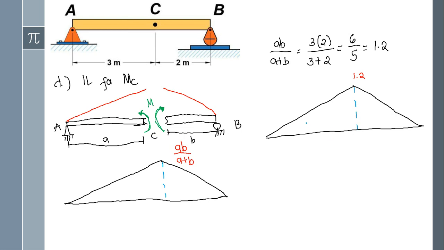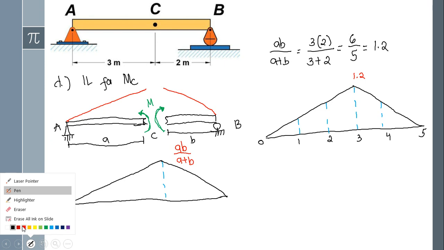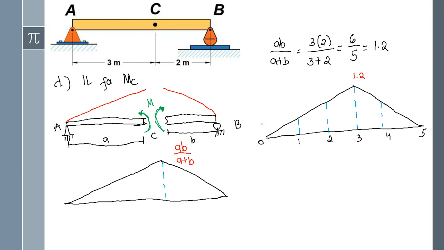Now, if you want to solve the ordinates, there is 1, 2, 3, 4, and the labels are 0, 1, 2, 3, 4, and 5. It is safe to say that at 0 and 5 the ordinate is automatically 0. So what we only need are the ordinates at 1, 2, and 4.